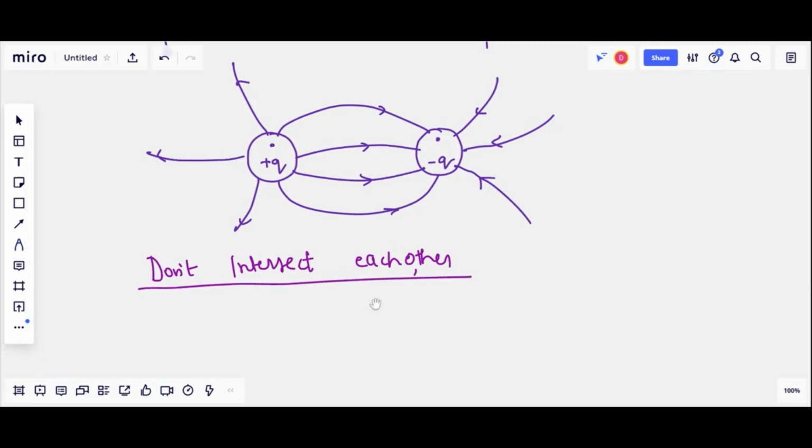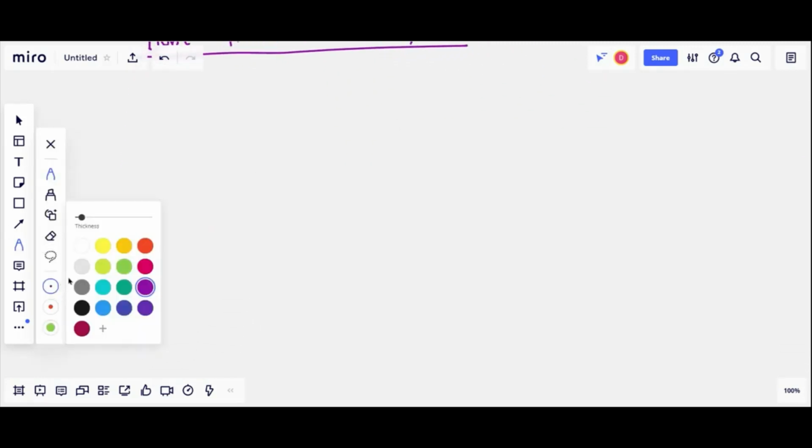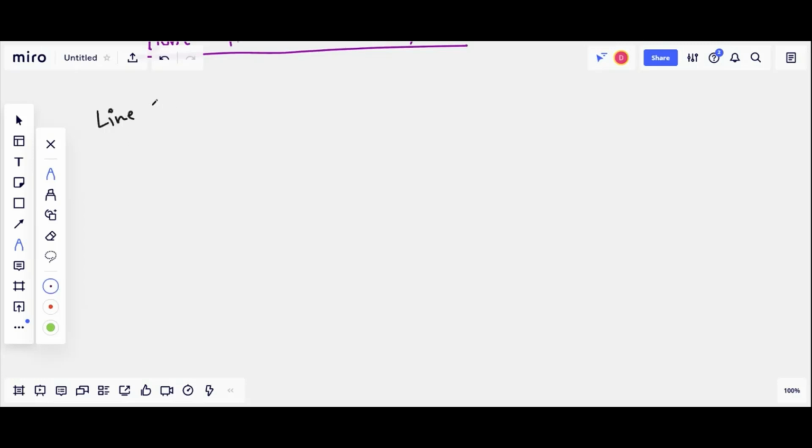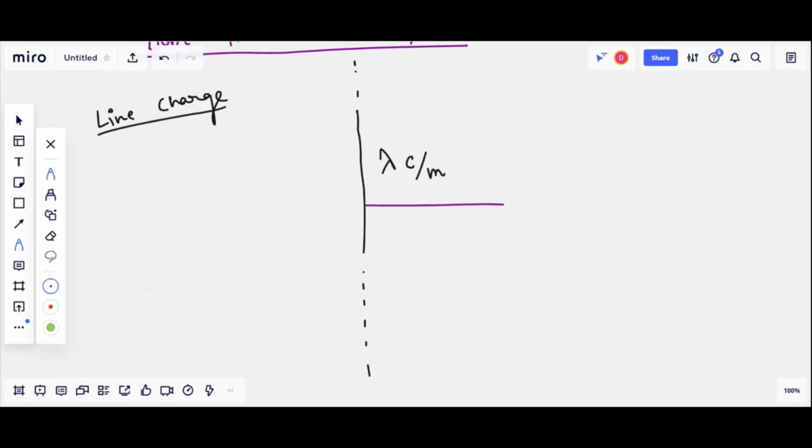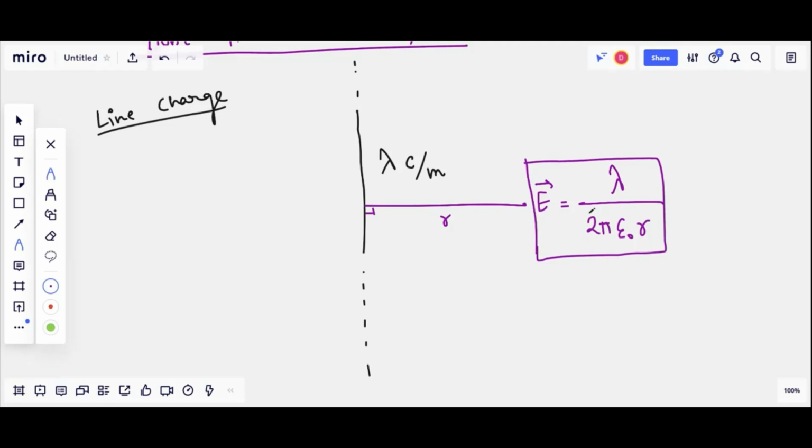So this is just the electric field due to a point charge. What if we have another kind of charge? Let's say we have a line charge, an infinite line charge in fact. If we have a line charge of infinite length, which is represented by this, and it has a charge distributed as lambda coulomb per meter, as in every 1 meter has a charge of lambda coulomb, and we have to find the electric field at a perpendicular distance r from it, then the electric field at this point is given by lambda over 2 pi epsilon naught r. This is the formula for the electric field, which definitely comes in handy in various questions.